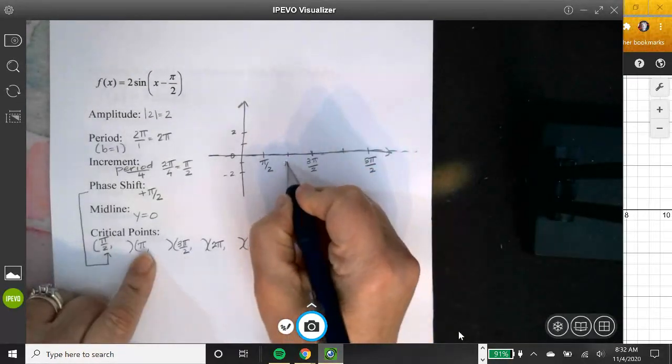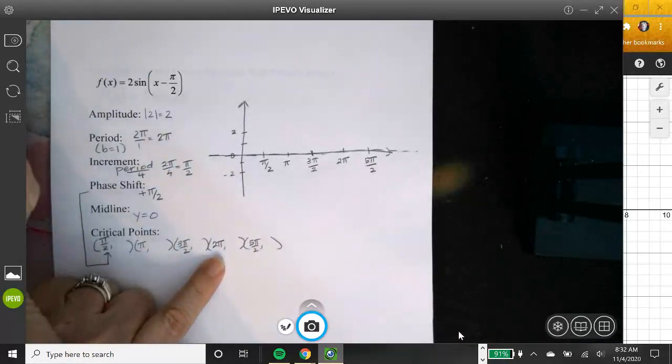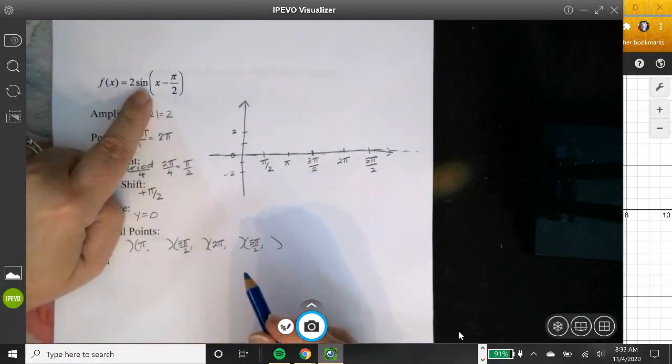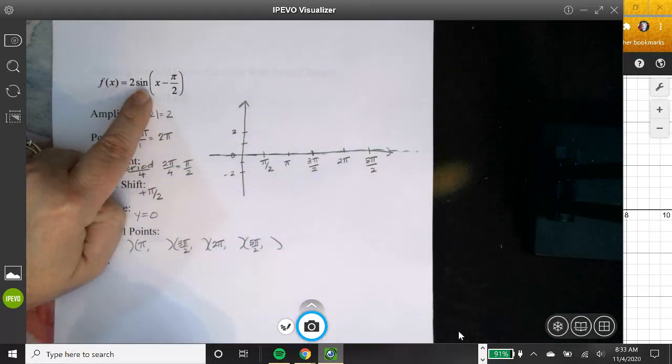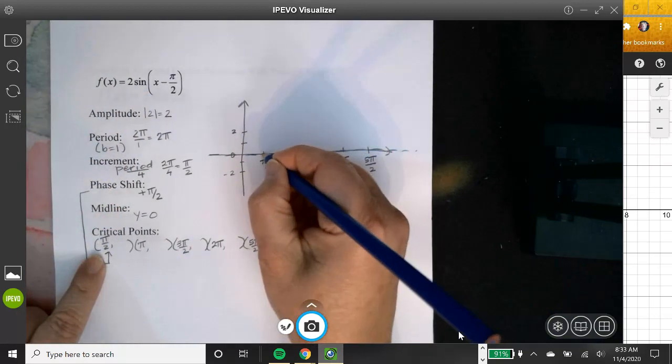And then pi. And then 2 pi. Okay, now I'm going to decide what kind of curve I have. What kind do I have? It's a sine curve. Sine starts on the midline and at my critical point. So on the midline at my critical point.